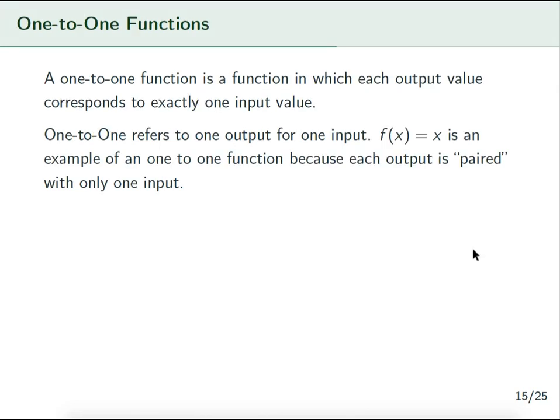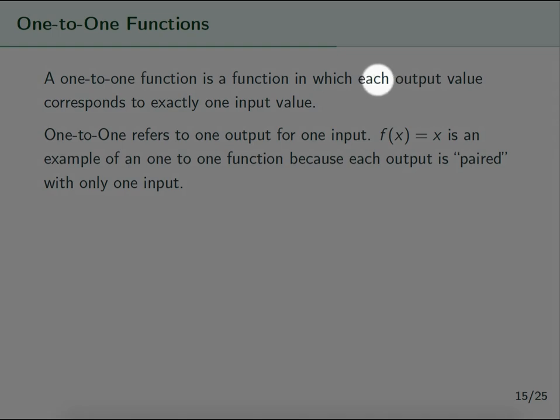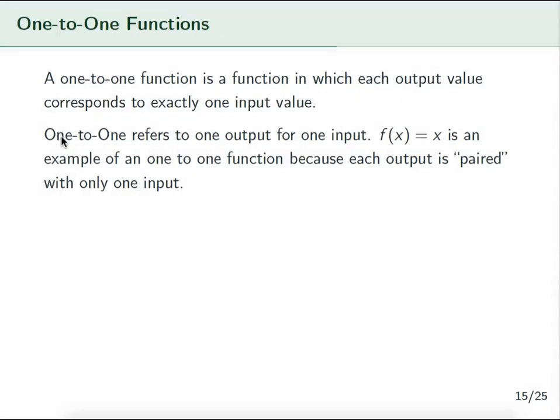So now we're going to look at a specific type of function called one-to-one functions. A one-to-one function is a function in which each output value corresponds to exactly one input value. The name one-to-one refers to one output for one input. So f(x) equals x is an example of a one-to-one function because each output is paired with one input.